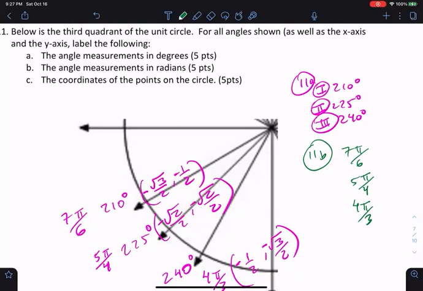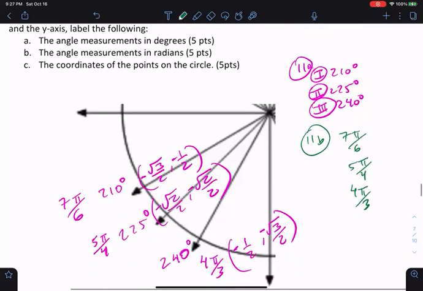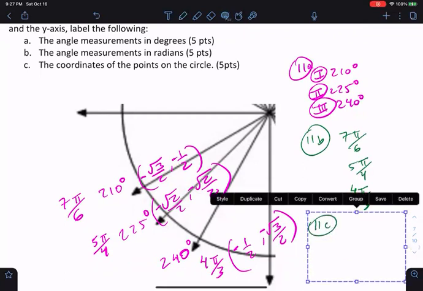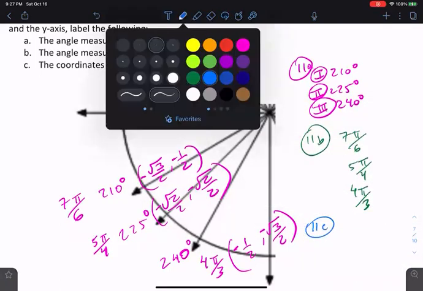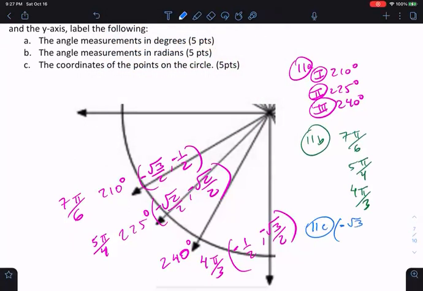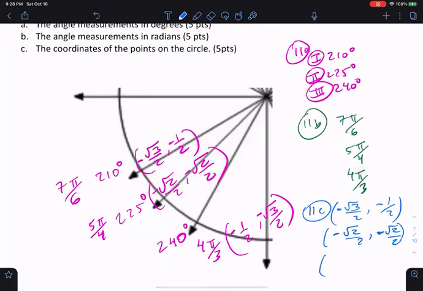And then what is the other one? The coordinates of the points. So I already did it, right? So everything is there. So 11C, I'm going to put that in a different color, blue, okay? So that's just this thing, negative root 3 over 2. Check your work when you're doing this, because sometimes we rush and then we might get the wrong answer, okay? So make sure that you check your work. And then this is negative 1/2, negative root 3 over 2. Done. Okay, this is it. Thank you.